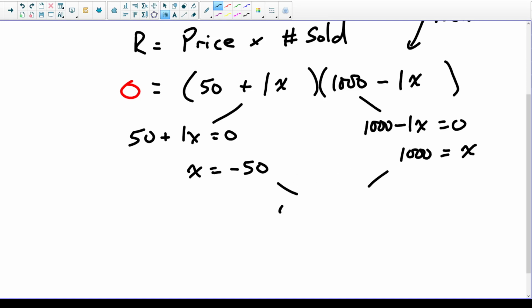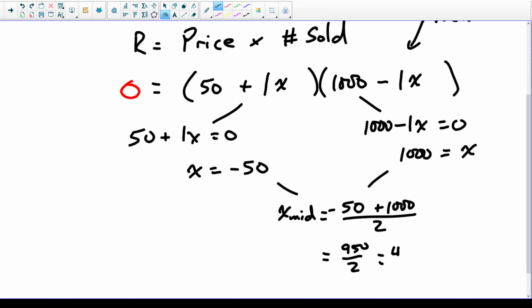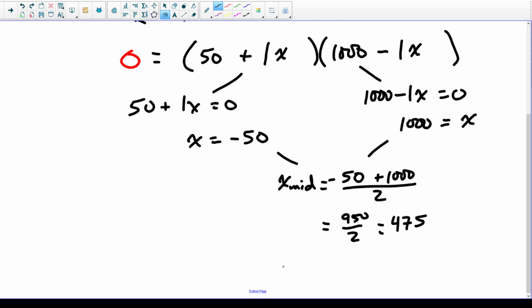I'm going to find my middle. Now because these numbers aren't pretty, we're going to add them together. Let me try that again. Divide by 2. So that gives 950 divided by 2. Let me do that on my calculator to make sure. I'm sure some of you can do it in your head, but I just don't want to make a mistake. So that's 475. So that's my middle x value.